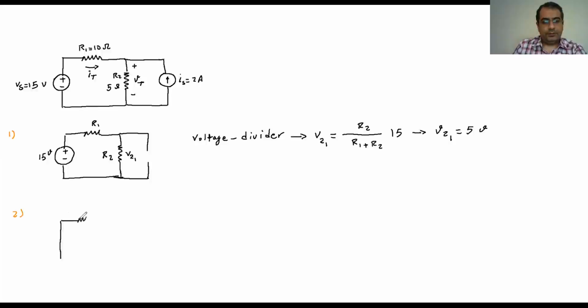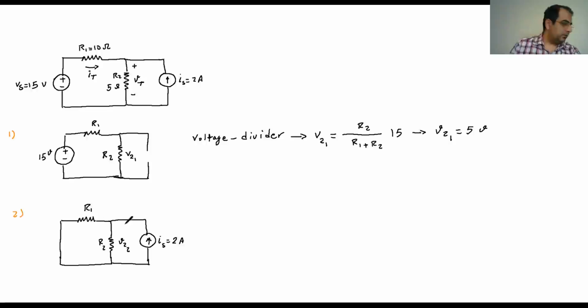Then I have the R1 here. Then I have the R2 here. And the voltage here from step 2. And then I have a current source here. So I just keep one source at a time. So previous time I removed the current source, now I remove the voltage source. And so it's going to be 2 amp.